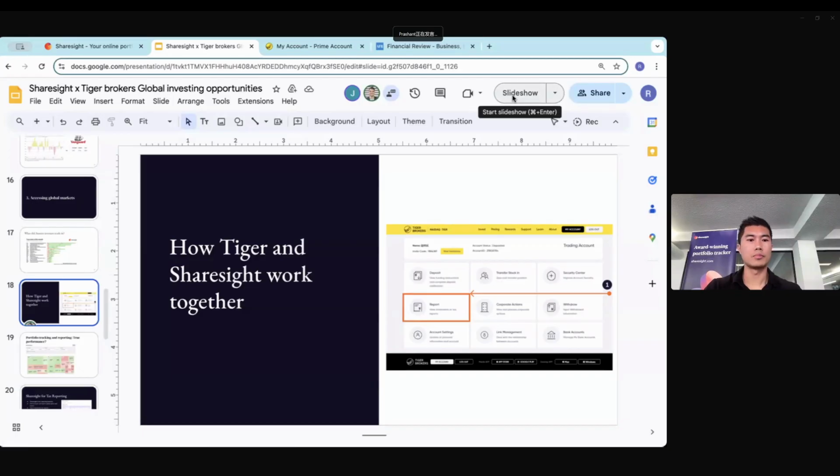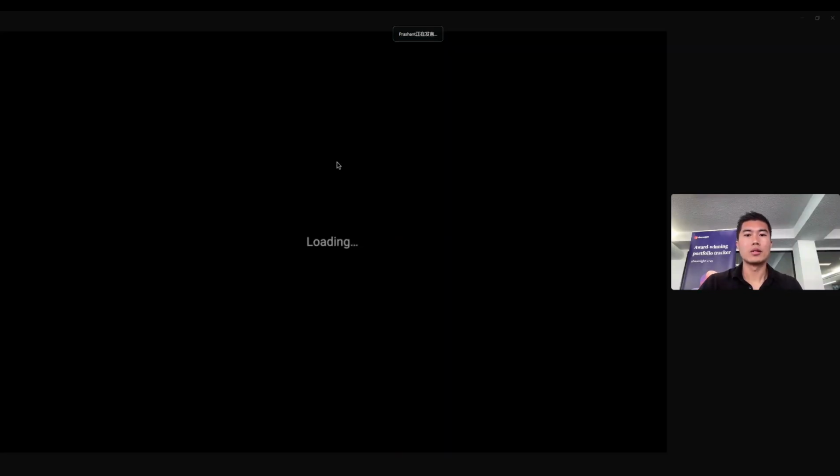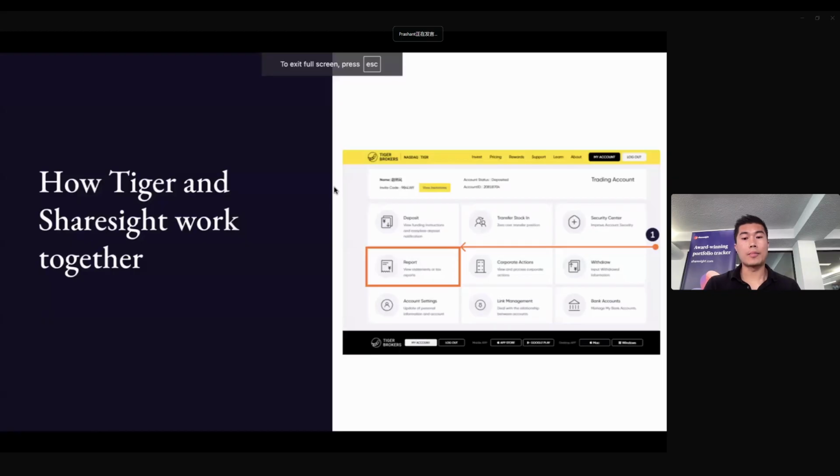All right. Hey, everyone. I believe there is quite a significant Tiger audience listening to this, and if you have a Tiger account, whether you have Sharesight or haven't started using Sharesight, I'm just going to quickly show you how to set up the integration between Tiger and Sharesight.